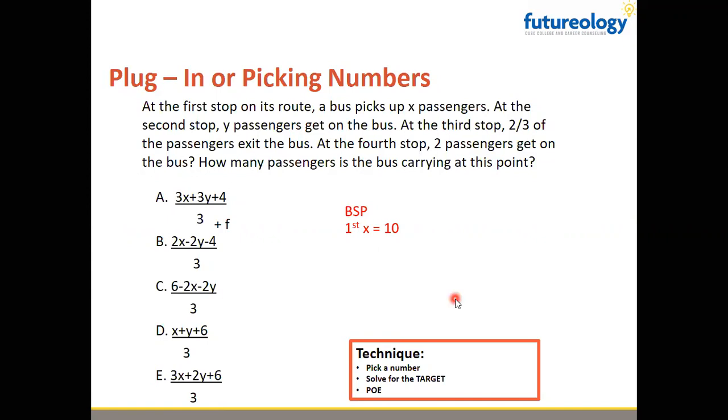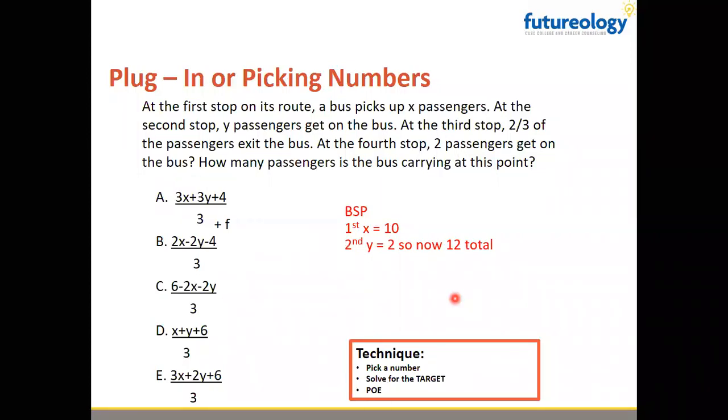So I'm saying 10. All right, at the second stop, let's pick up Y at 2. Again, I'm making the numbers easy. I don't need my calculator. I can do this here, but I'm writing this down. This is what your scratch work in your booklet should look like.